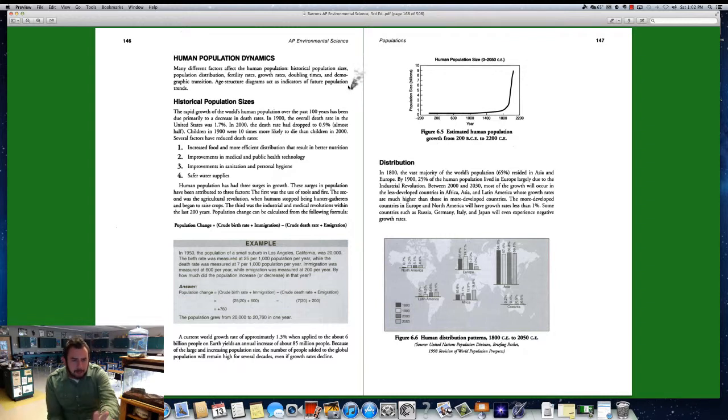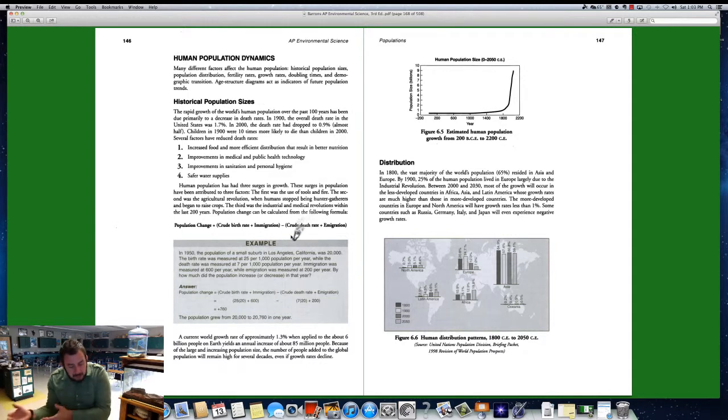This book differs a little bit here. It gives some definitions, and I'm going to go off this one and talk about birth rate and crude birth rate. Birth rate, or crude birth rate, is equal to the number of live births per 1,000 members of a population in 1 year. The death rate is the opposite. It's the number of deaths per 1,000 members of the population in 1 year. Immigration, and this is basically explaining this equation right here.